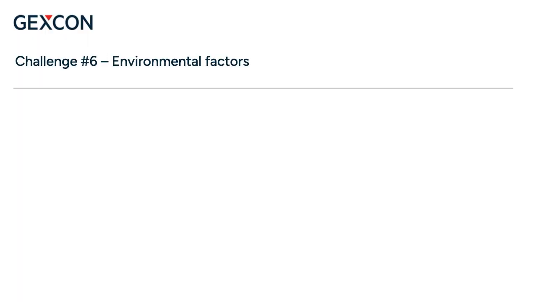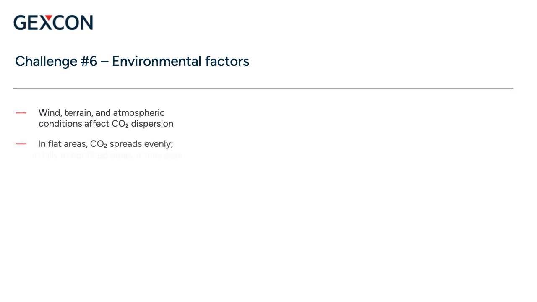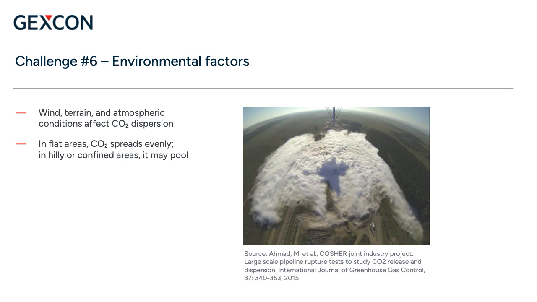Moreover, environmental factors such as wind, terrain, and atmospheric conditions heavily influence CO2 dispersion patterns. In flat terrains, dense CO2 clouds may spread uniformly, while in hilly or confined areas the gas may pool. On the other hand, variations in temperature or humidity can alter sublimation rates, impacting dispersion.